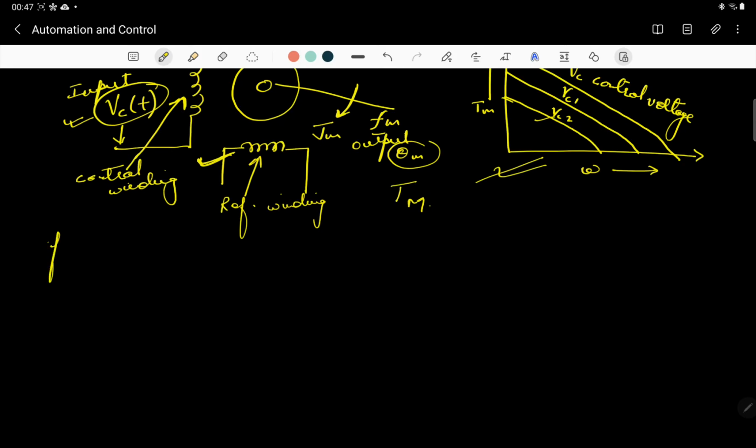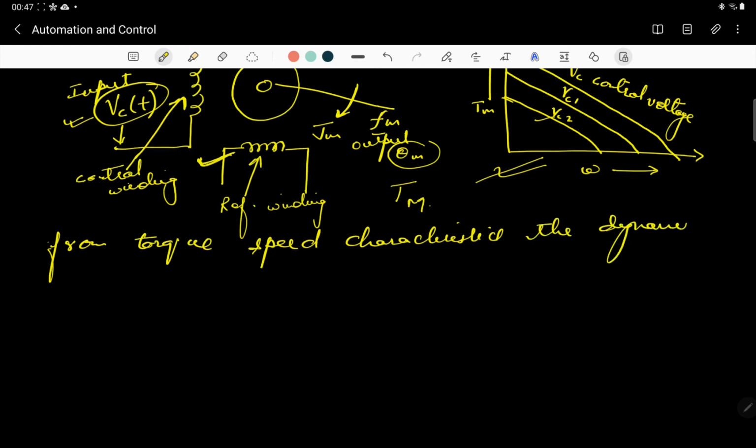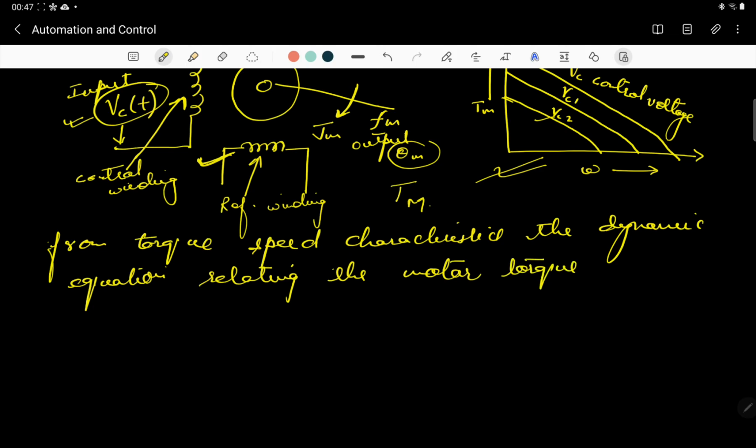Now from the torque speed characteristics, the dynamic equation relating the motor torque, that is Tm, and the speed is simply Tm, the motor torque, equals m into omega m plus k into Vc. Now what is this? Let us look further.